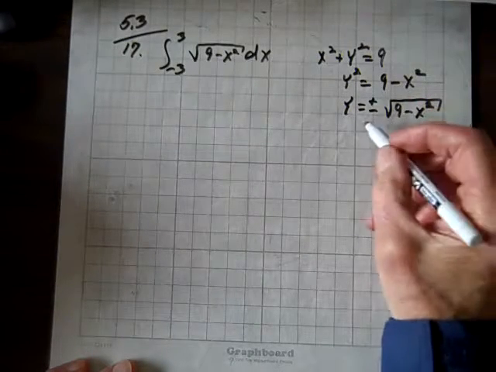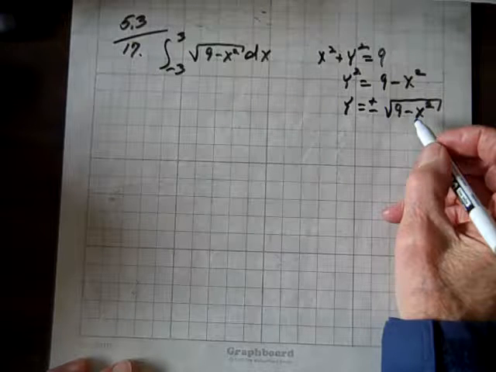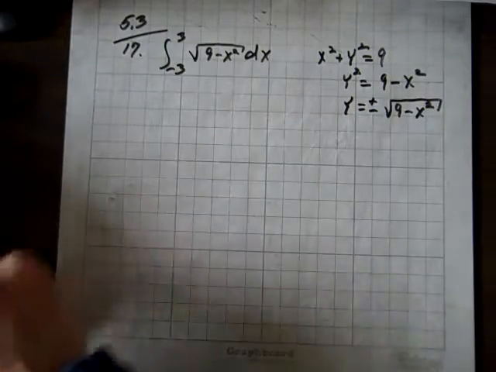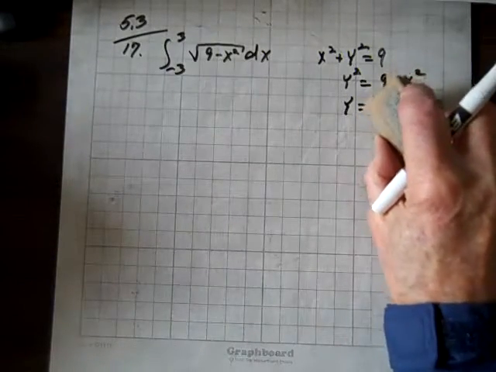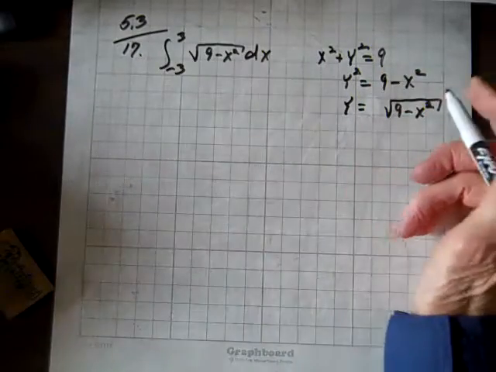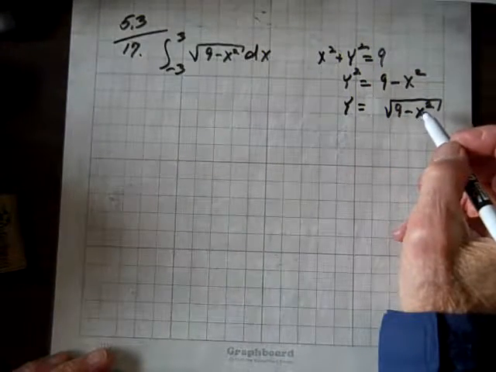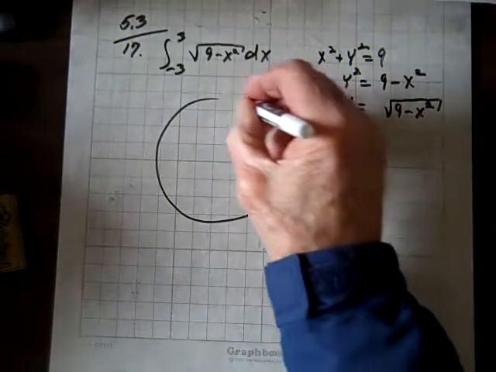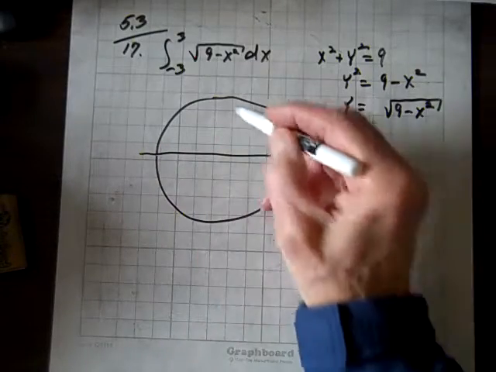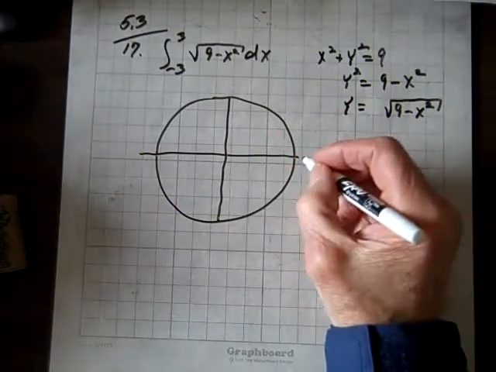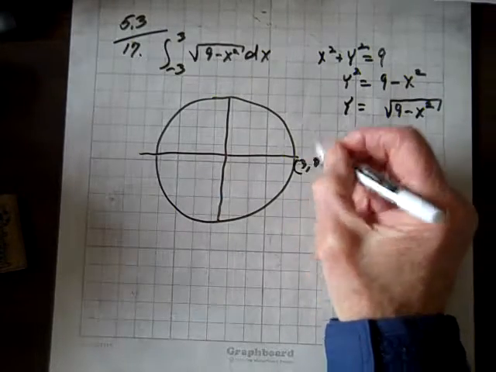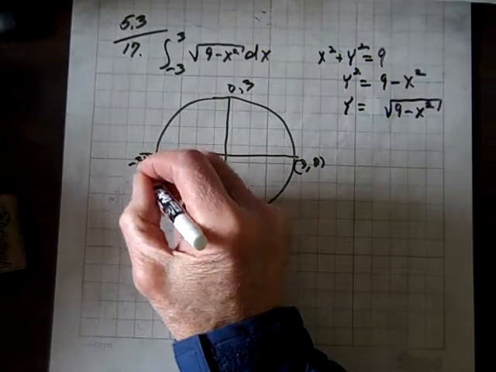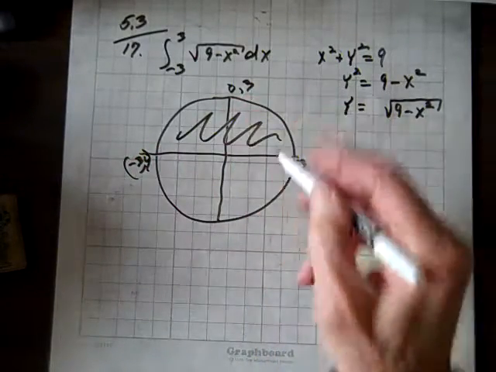And that's the equation for a circle of radius 3. If we eliminate the plus or minus and just go with the positive, then we have the equation for a semicircle of radius 3. So let's draw that. And here we are at (3, 0), (0, 3), (-3, 0). And we're talking about just this area here.